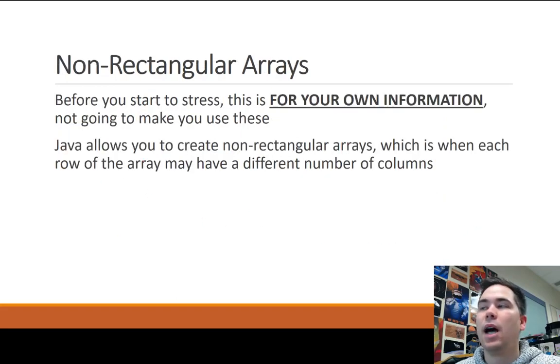Non-rectangular arrays. So before you start to stress, this is for your own information. I'm not going to make you do this. Java allows you to make non-rectangular arrays, which is when each row of the array may have a different number of columns. I'm never going to ask you to do this. It's just something that you can do in Java, and you might do later on if you continue on in computer science, but I will never ask you to do this.